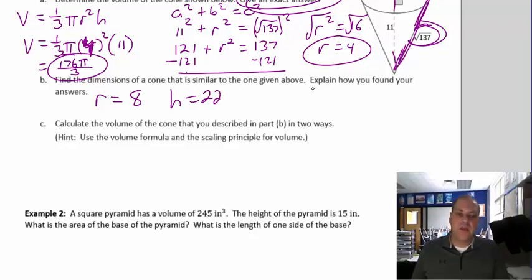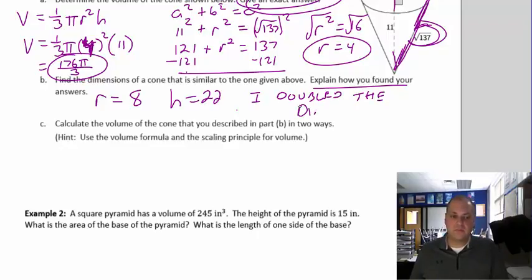Okay, so explain how you found your answers. I'll just say we doubled the dimensions. Okay, so we just doubled the dimensions. And again, you could have tripled them. There's more than one answer. You could have had 12 and then what, 33? All right, or whatever, times 4, times a half. You can make them half as small, whatever you want to do.